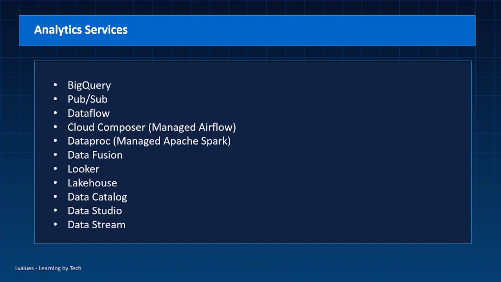We have three other services also: Data Catalog, Data Studio, and Datastream. Datastream is for when you make a change in a database and immediately that data should be reflected in BigQuery or GCS. Then we will use Datastream.